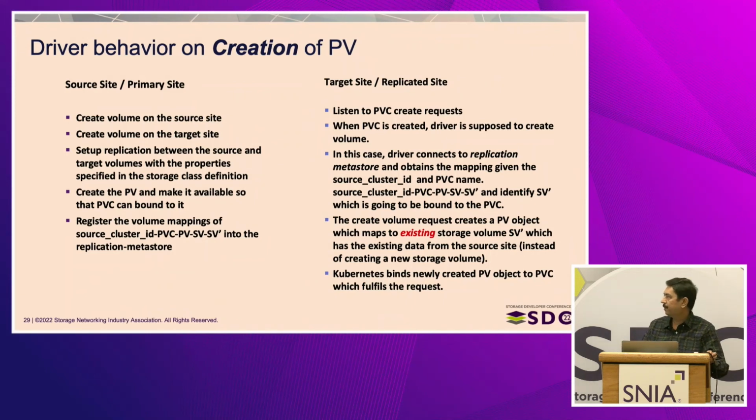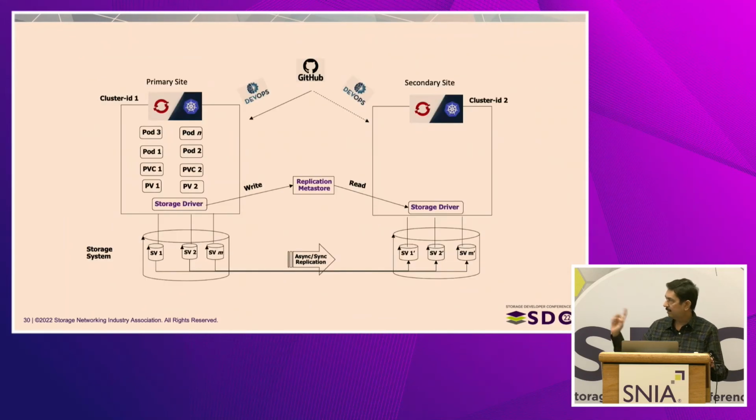And this is where you have the setup where SV1 and SV1 dash mapping is there. So pod 1, when pod 1 is deployed on the secondary site, it will be mapped to SV1 dash. And likewise.